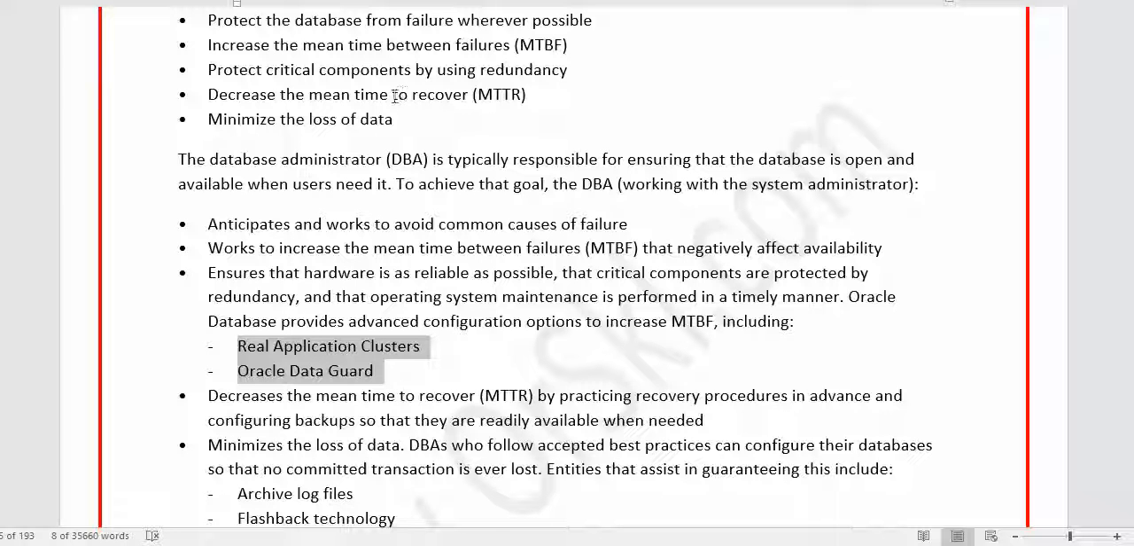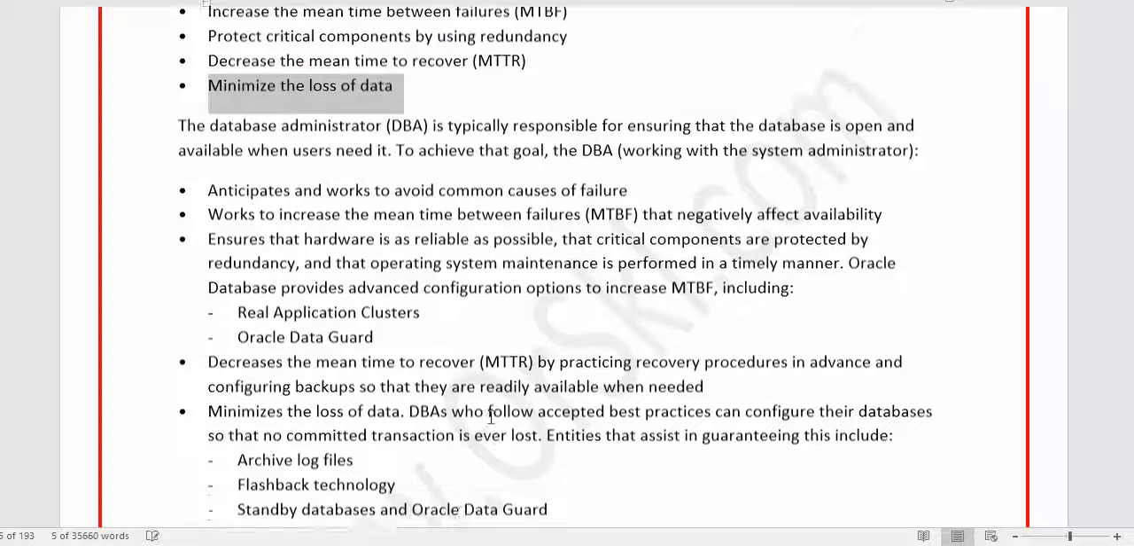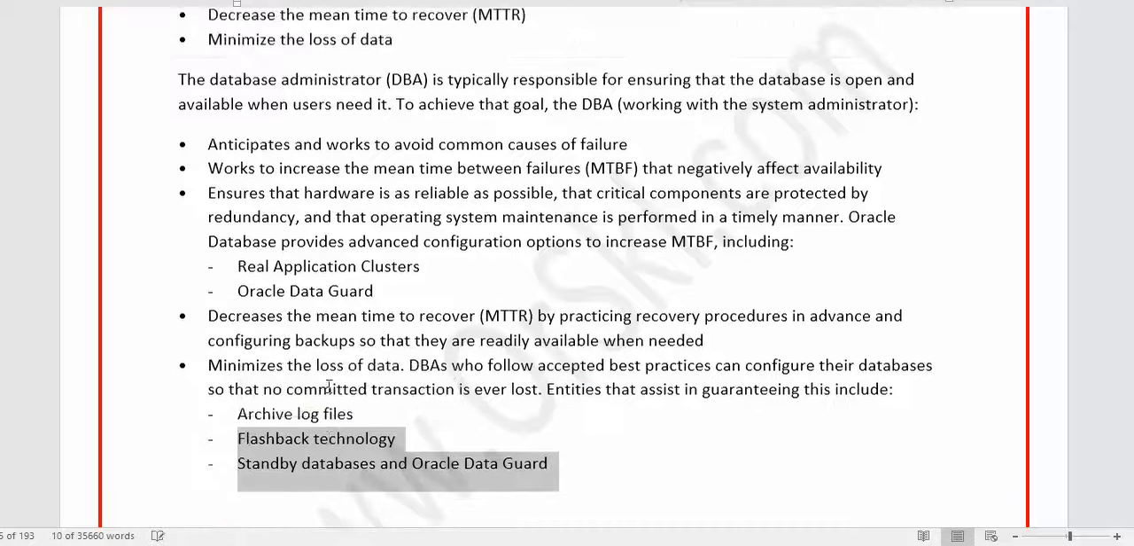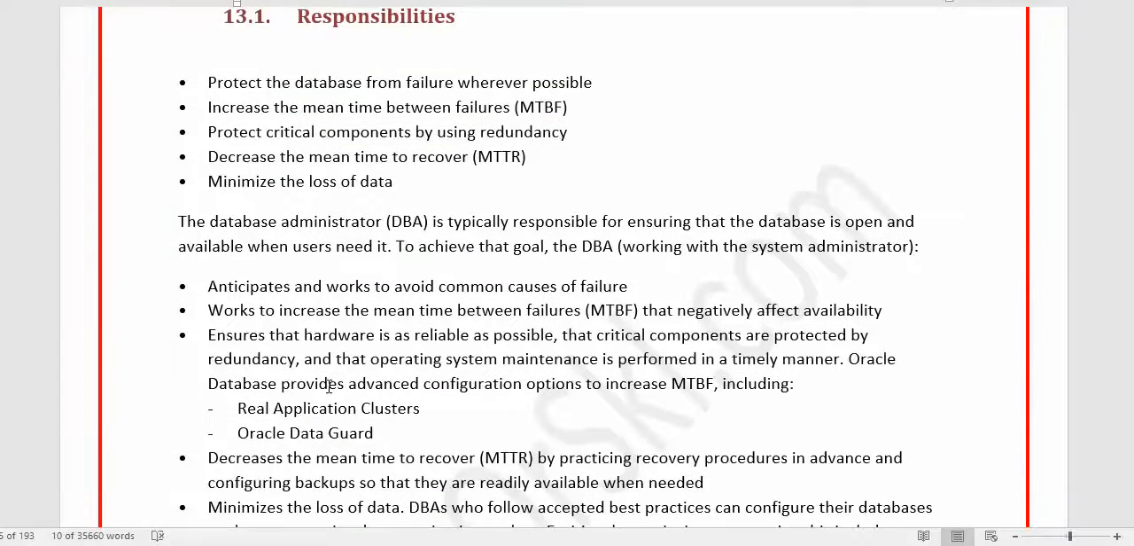And the way that we decrease the mean time to recover is to have the best practices of backups and restorations in place. And one of the important ways to minimize the loss of data is to use the archive logs mechanism, use flashback technology, and also Data Guard. These are the available solutions for all these responsibilities of a DBA.